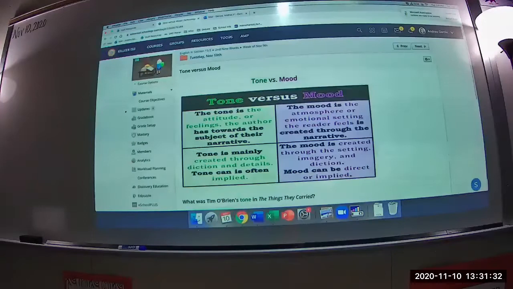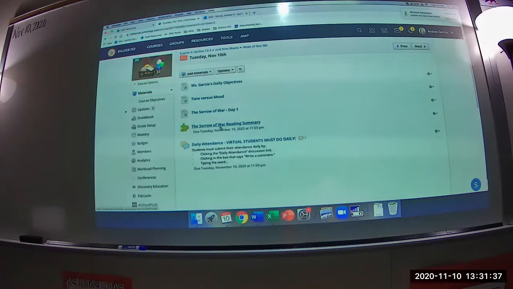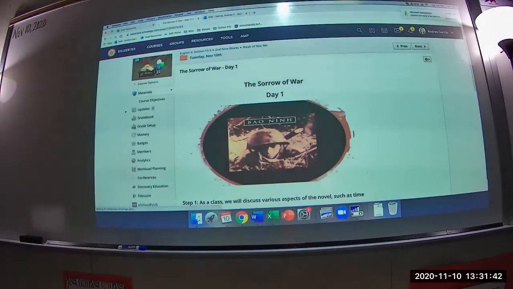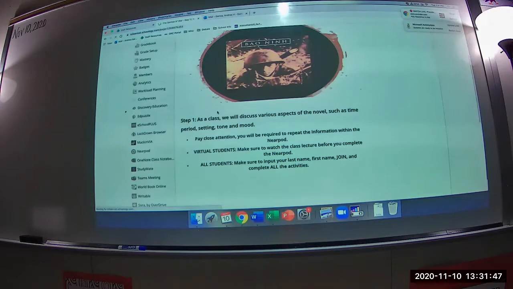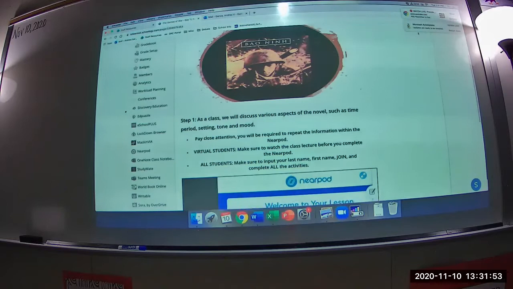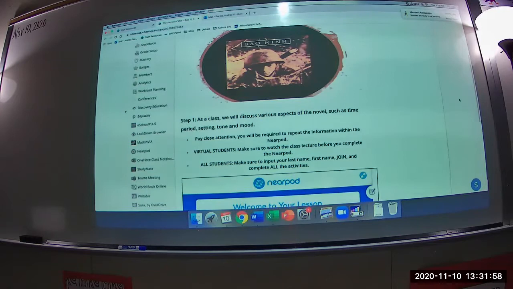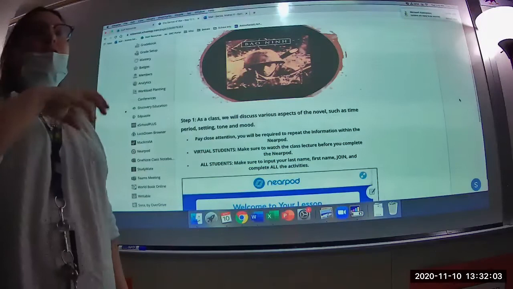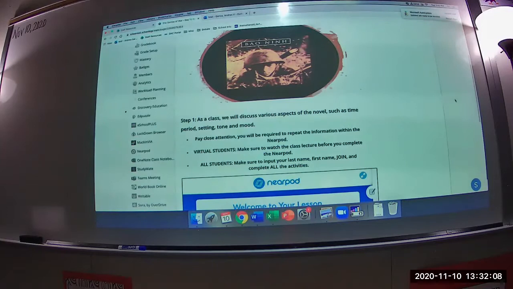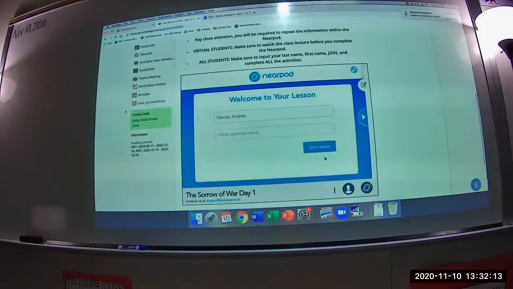So now let's take a look at the actual text. We are going to be breaking this down. That's why I want to make sure that you have it read by Thursday, because we're going to be breaking it down into pieces and discussing it, okay? Before we start the Nearpod, you're going to pay close attention because you're going to be required to repeat the information in your Nearpod, because the Nearpod is going to be for a grade. Virtual students, you do need to make sure to watch the video lecture, but you guys can also watch it if you need to copy the stuff over. Always make sure that you put your last name, first name, and then join and do all the activities, because this will be for a grade. Okay, any questions? All right.